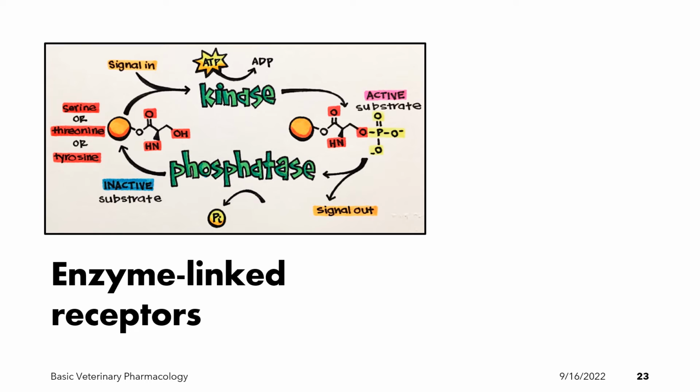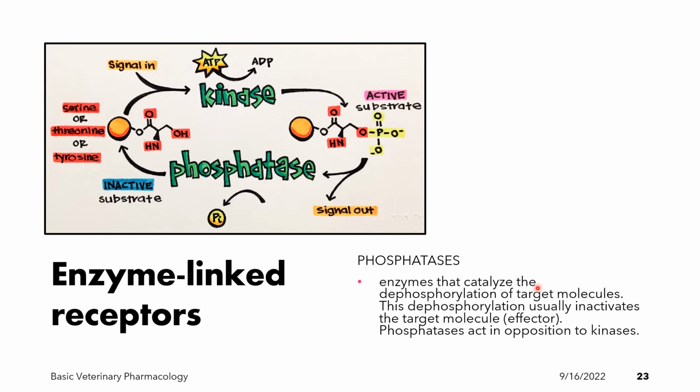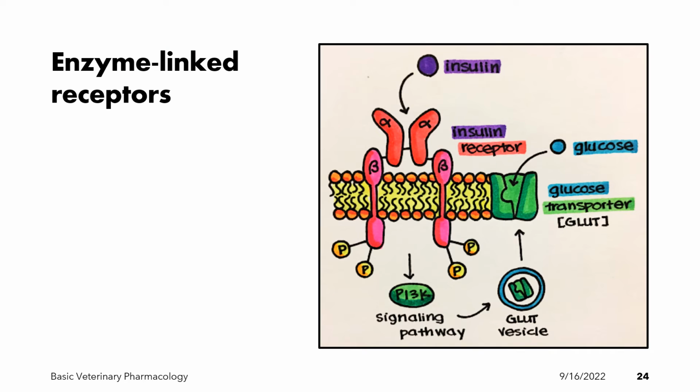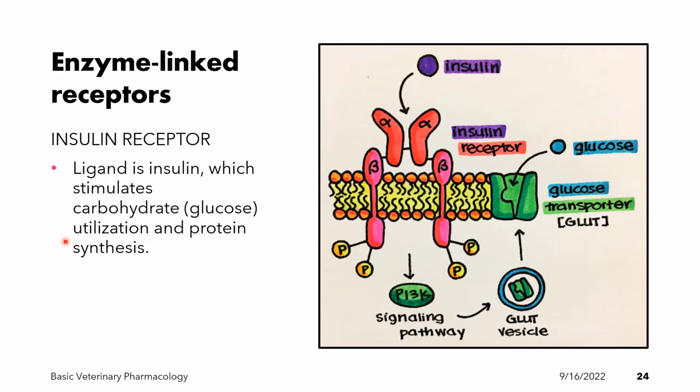So for the phosphatase, another enzyme associated with this receptor, these enzymes are necessary to dephosphorylate the target molecules. This dephosphorylation will usually inactivate the target molecule or the effector. Of course, the phosphatases have an opposite action to that of the kinases. Example of the enzyme link receptor is the insulin receptors. As shown in the figure, binding of the ligand, which is insulin, to the insulin receptor will stimulate the carbohydrate utilization as well as the protein synthesis.